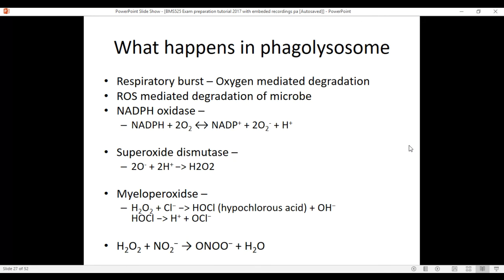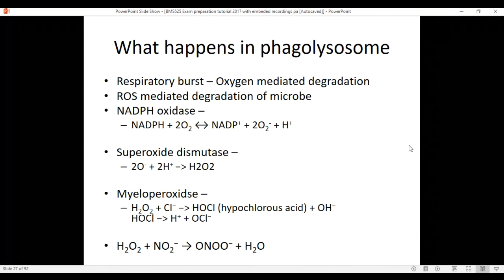And the other thing you have to appreciate is this whole process takes place in this encapsulated phagolysosome. And the important thing to note is that because it takes place in this encapsulated phagolysosome, it protects the neutrophil itself from the radical species. If the radical species were to get released in the cell, it would create a potential danger to our own tissue.